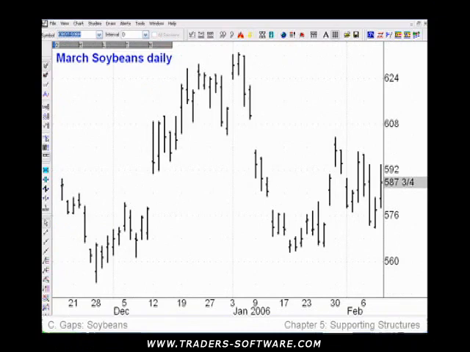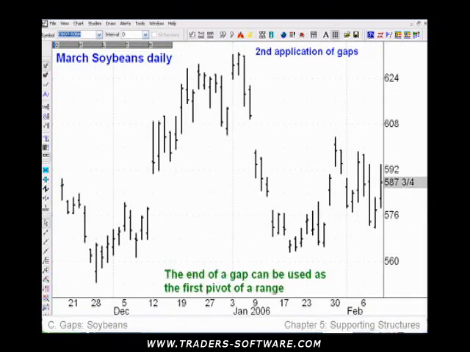This is the March soybeans daily chart. Now let's look at the second application of gaps. The end of a gap can be used as the first pivot of a range. Here we see a gap right here. The gap ends right here. This low here can now be used as a first pivot.